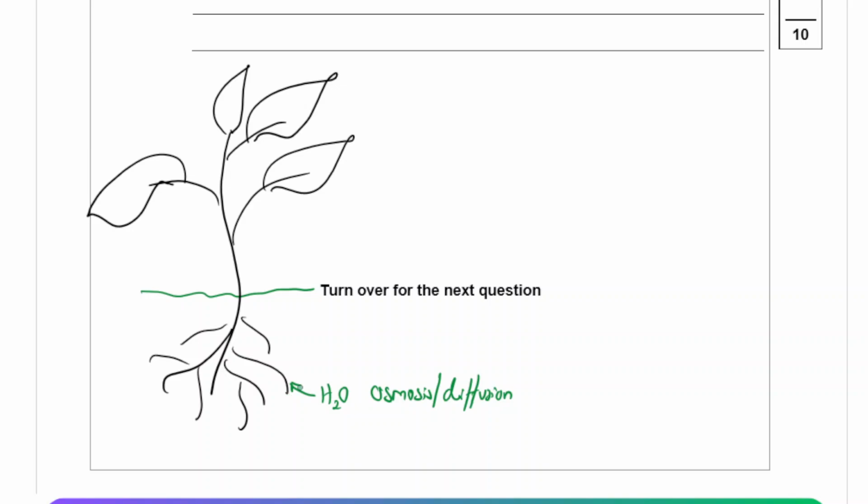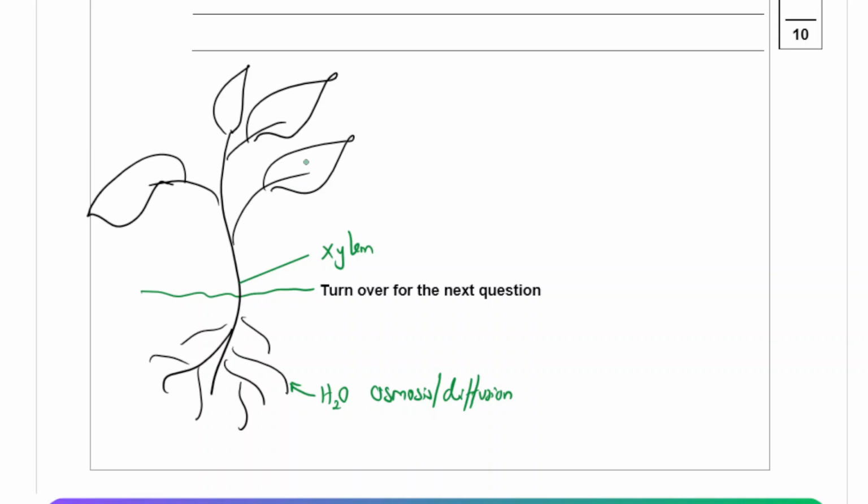Once it enters through the root hair cells, it is actually moving up through the plant. Now, in the stem, the main vessel that carries water is the xylem vessel that carries water through. Once it goes into the leaf, it is still moving by osmosis and by diffusion.